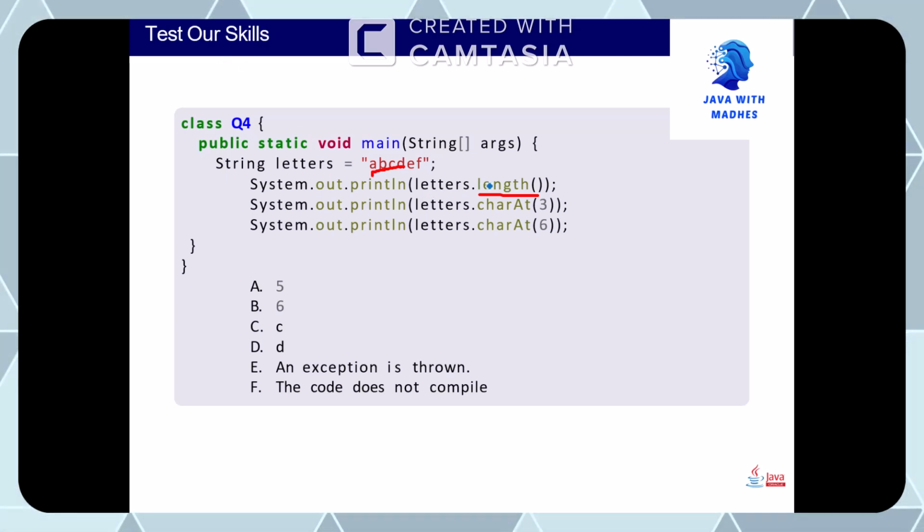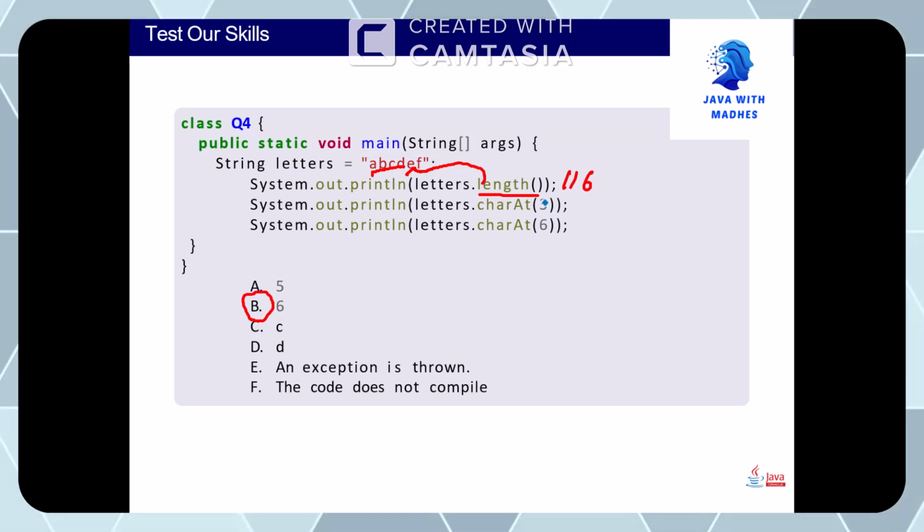So this length function is used to count the number of characters in the string. How many are we having? 1, 2, 3, 4, 5, 6. So this len function will give the answer as 6. So 6, we have to choose all the correct answers.